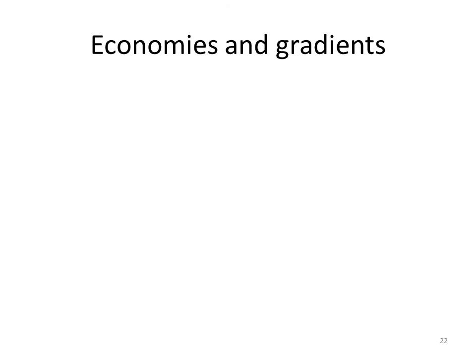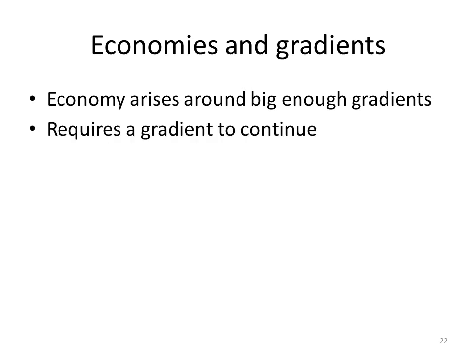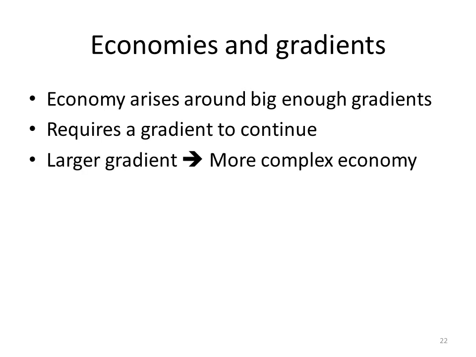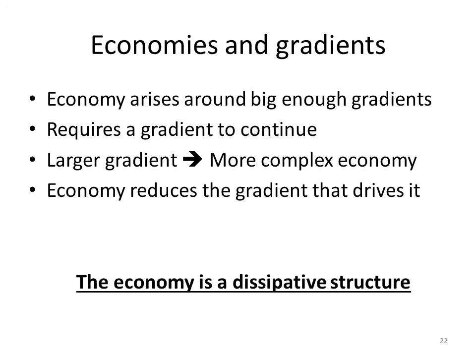Turning to the economy, an economy arises in the presence of sufficiently large gradients. Technology makes those gradients accessible to us. It requires a gradient to continue. The larger the gradient, the more complex an economy it can support. It reduces the gradient that drives it. And finally, the economy is a dissipative structure.